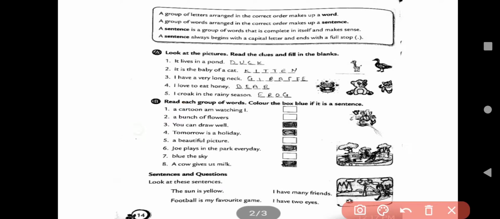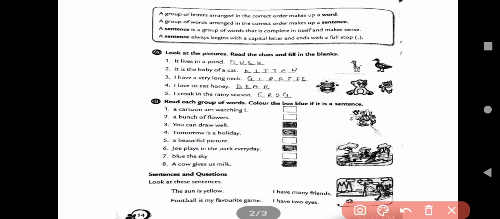And the next, you can draw well. Yes, you can draw well. This sentence has a meaning. This sentence has a sense. So we will color it. Okay. Fourth one, tomorrow is a holiday. Yes, good. This sentence has a meaning also. So we will color it.